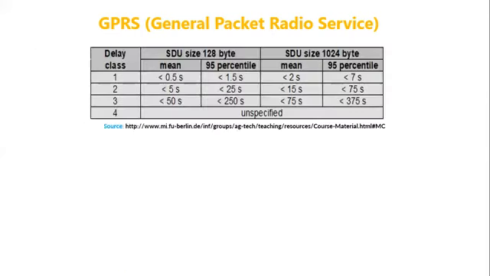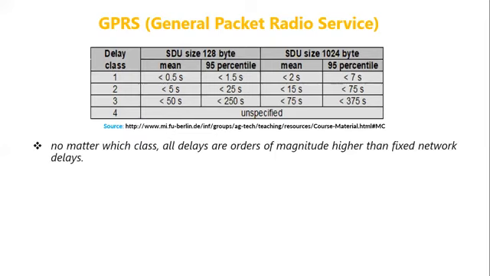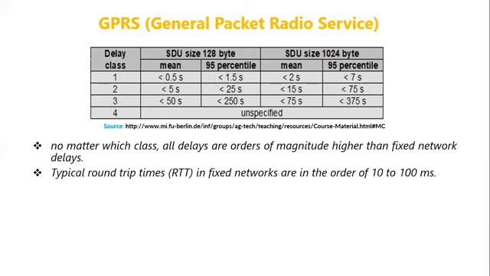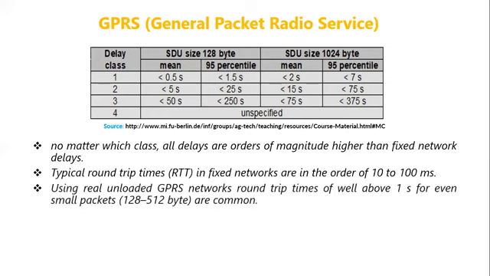And then we have discussed the mean data rate for packet size of 128 byte and packet size of 1024 byte. What we observed is that the data rate is very low when compared with the fixed networks, and the delays are very high when compared with the fixed networks. The round trip time in a fixed network is of the order of 10 to 100 milliseconds, whereas in GPRS the round trip time is above 1 second, even for a small packet of less than 512 byte.